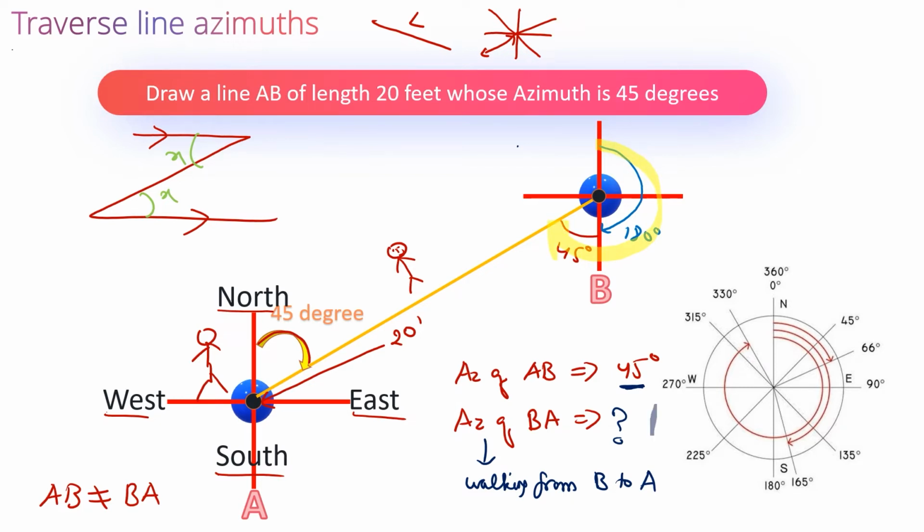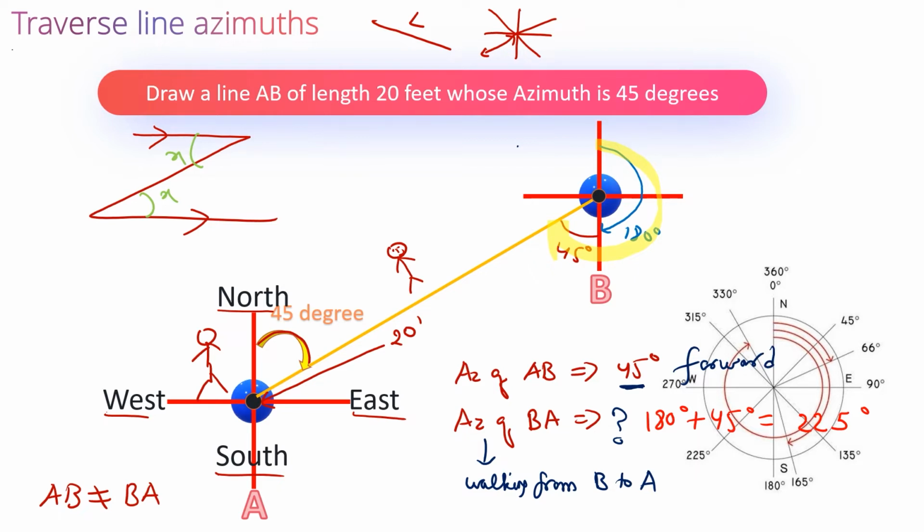So what would be the angle from here to here, which is the azimuth? Aren't you simply supposed to add 180 degrees to the forward azimuth? And that will give you 225 degrees. So the azimuth of A to B is also called the forward azimuth.